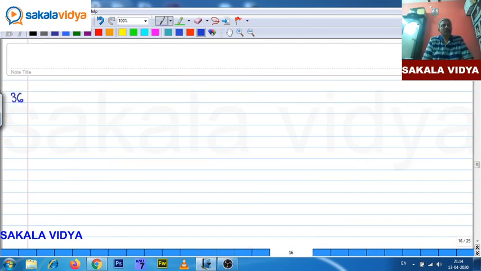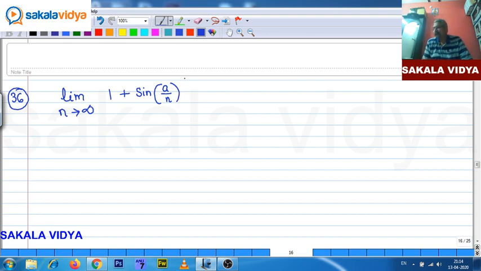So the 36th problem. Next problem is for your side, for our side. Limit n tends to infinity, (1 + sin(a/n)) whole to the power of n. First option e.